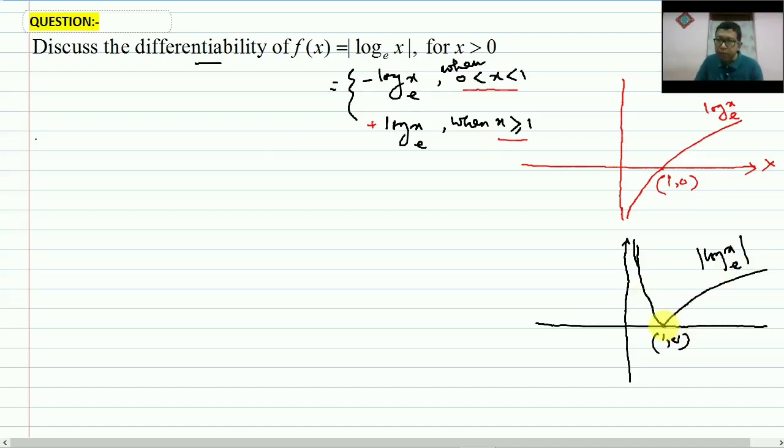Now you observe carefully, there is a corner for this. The function is not differentiable at the point x is equal to 1. This is clear. But since you have to write in your board exam or in your school exam, you have to show mathematically that the function is not differentiable at the point x is equal to 1. It is continuous at the point x is equal to 1 because there is no gap, but it is not differentiable because there is a corner in the graph.